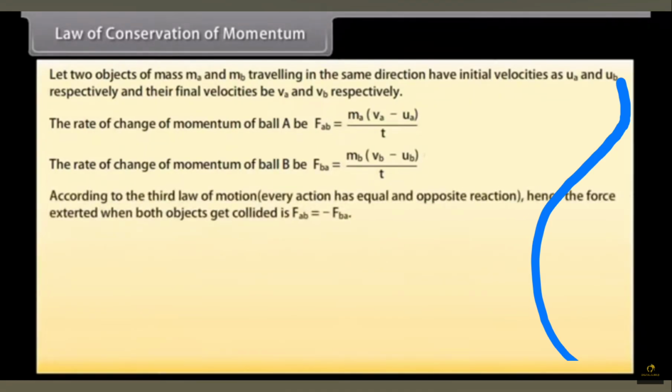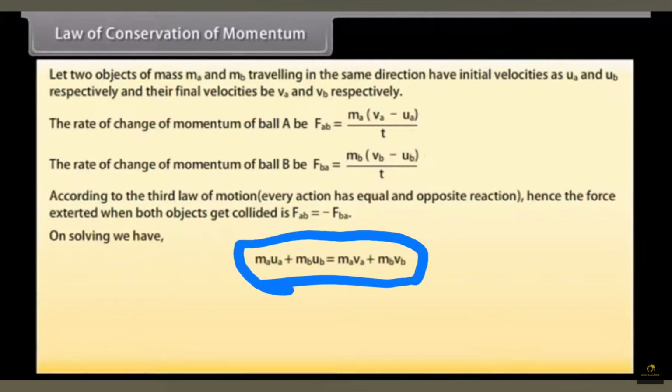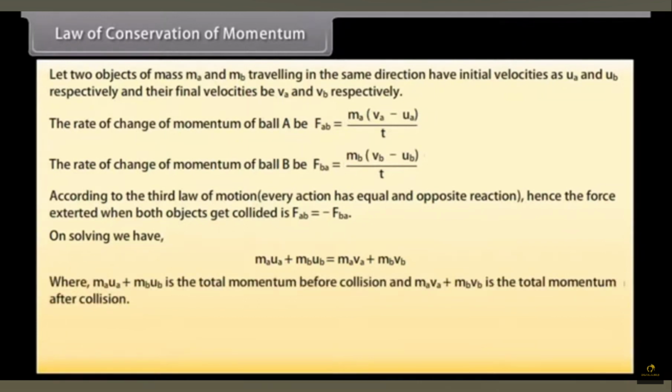According to the third law of motion, every action has equal and opposite reaction. Hence, the forces exerted when both objects collide are FAB equal to minus FBA. On solving, we have mAuA plus mBuB is equal to mAvA plus mBvB, where mAuA plus mBuB is the total momentum before collision and mAvA plus mBvB is the total momentum after collision.